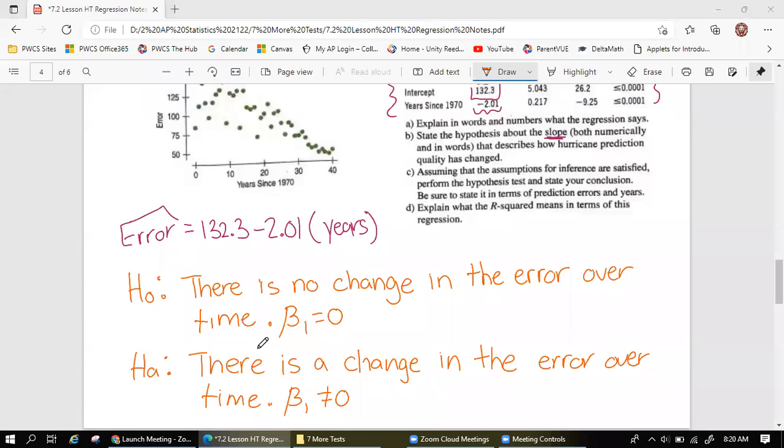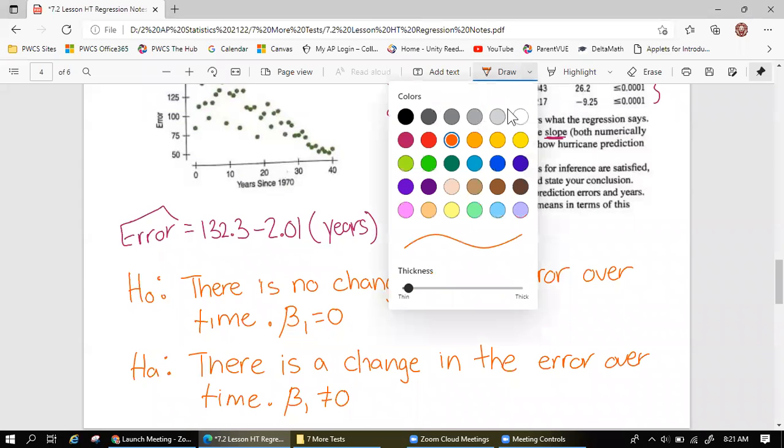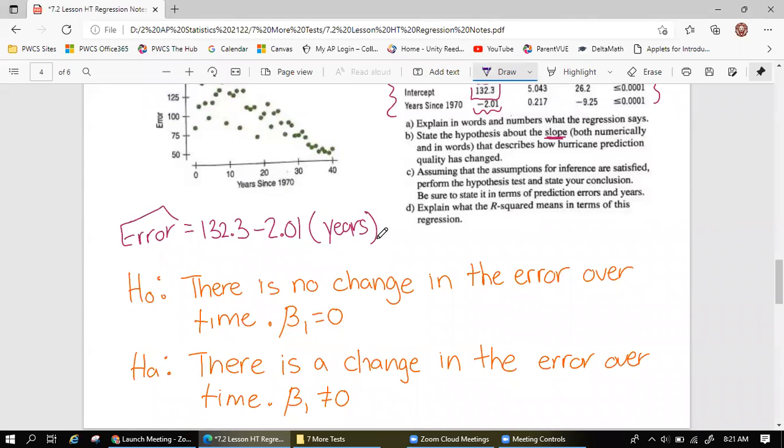So here are our hypotheses. We're going to assume at the beginning our null hypothesis is there's no change in the error in our predictions over time. And so when we look at our linear model, the way we write it here is mu equals beta 0 plus beta 1 times x. So beta 0 represents our intercept, beta 1 represents our slope. So when we're talking about slope, we're going to say beta 1. So in words, there's no change in the error over time.